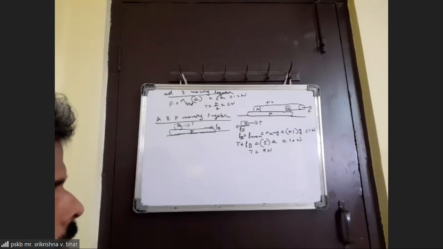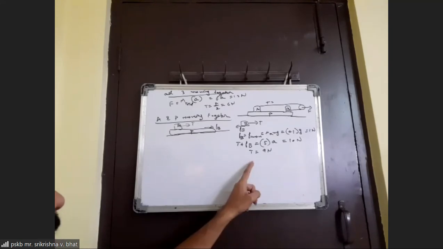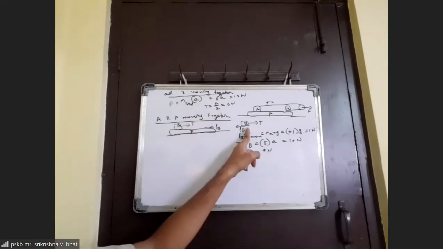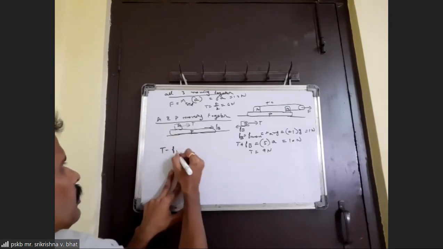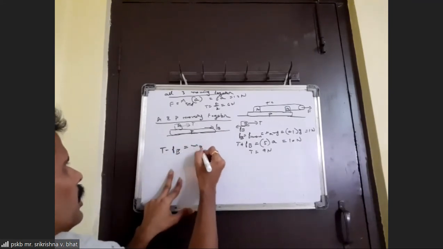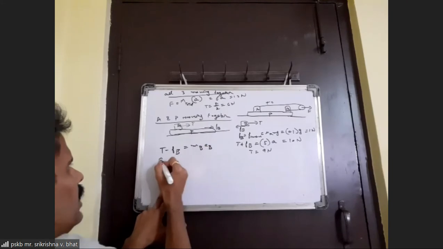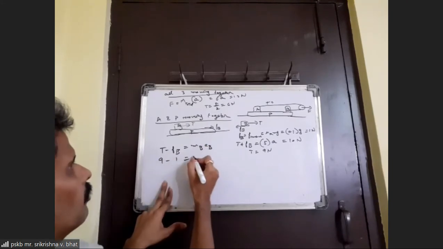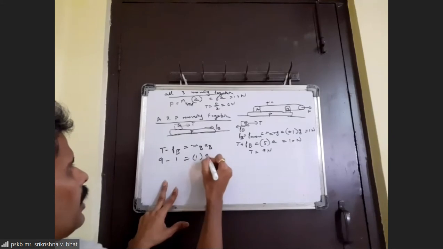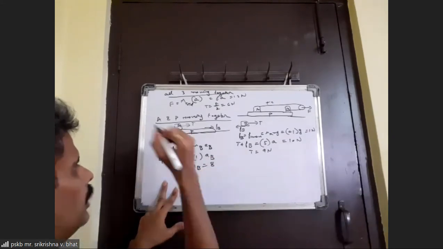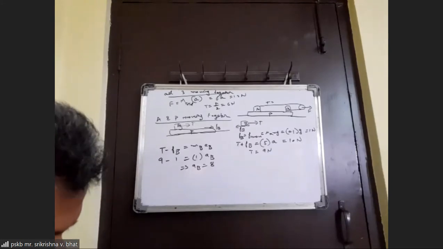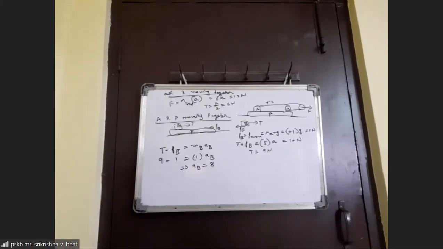Is it clear? So once we find the value of tension, you can use that expression of tension to calculate the acceleration of B. I can simply use this equation now: tension minus F_B is equal to m_B into a_B. So this is 9 minus 1, that should be equal to mass of B, which is 1. So this gives you acceleration of B equal to 8 meters per second square.